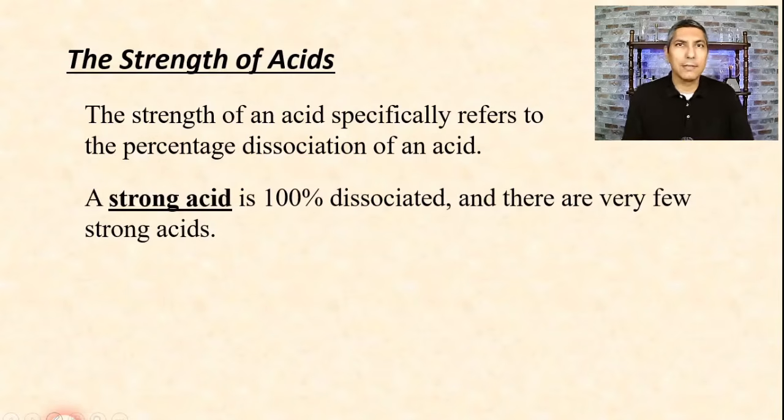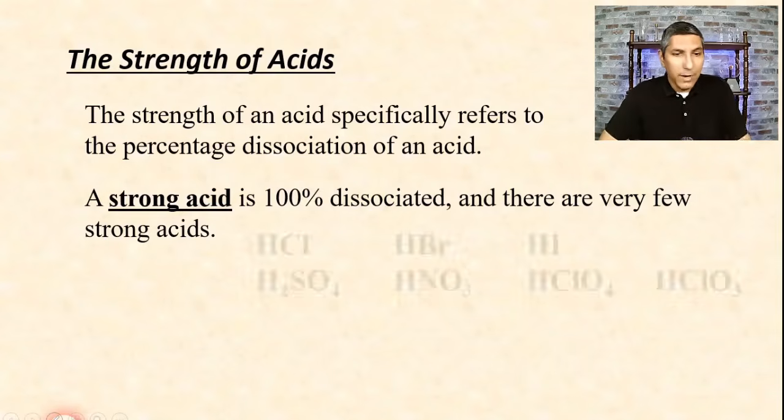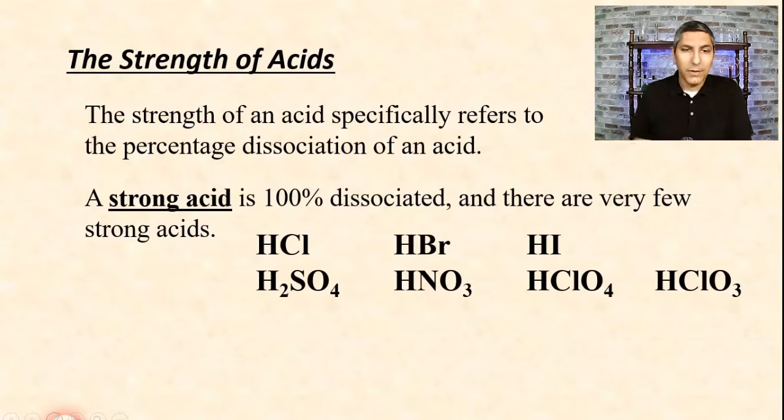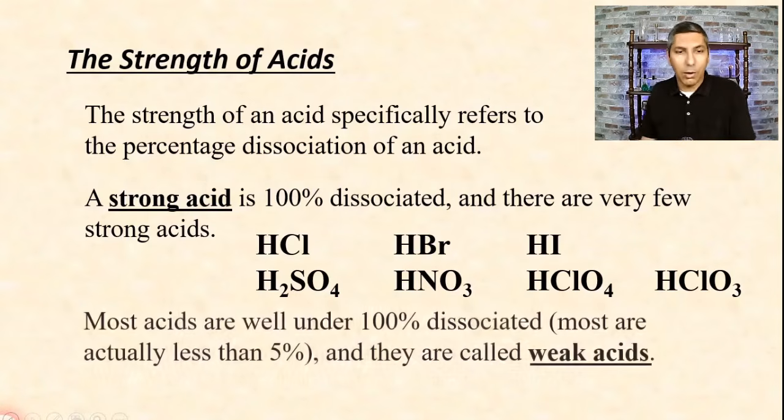You see, strong acids are 100% dissociated, and there aren't that many of them. In fact, I have 7 of them here for you. We have hydrochloric acid, hydrobromic acid, hydroiodic acid, and then we have H2SO4, sulfuric acid, HNO3, nitric acid, HClO4, perchloric acid, and HClO3, chloric acid. These are the 7 main acids that will dissociate completely into their ions. Those are the 7 strong acids.